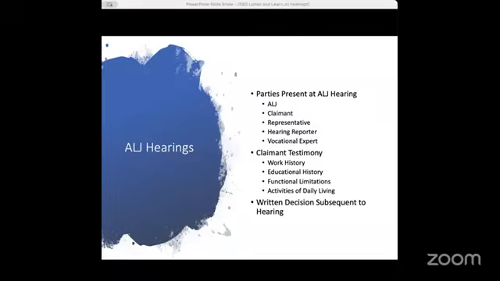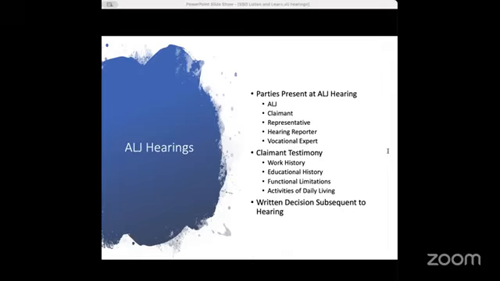Okay, so at the hearing, who's going to be there? So the judge will be there. You, the claimant, will be there. You're kind of the main witness. You're going to be testifying at your hearing. A hearing reporter is going to be there, and that person is going to be typing to record what's happening in the hearing so that Social Security can keep a record in case there's an appeal.